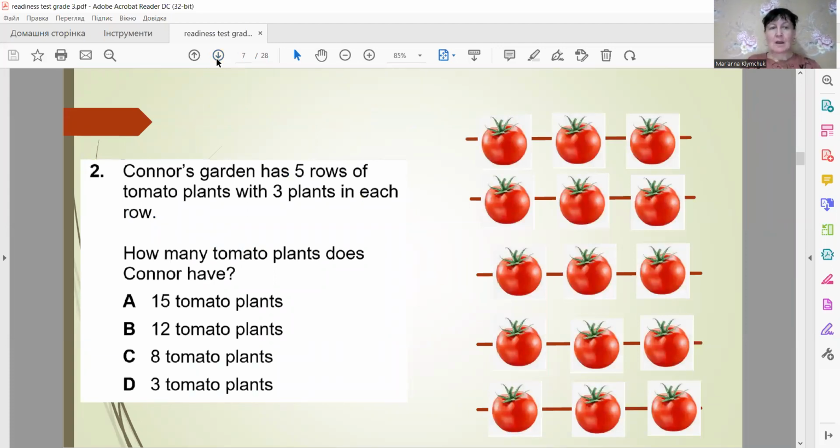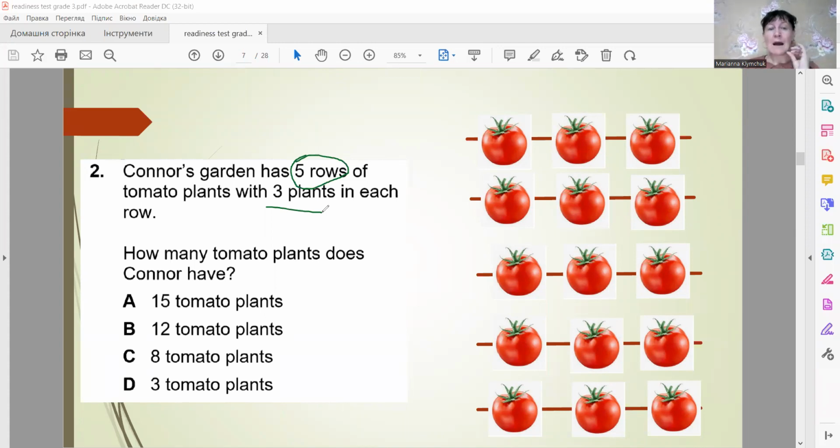So we read the story. Connor's garden has 5 rows. 5 rows. That's why I drew a picture of 5 lines. 1, 2, 3, 4, 5. This is how rows go. 5 rows of tomato plants with 3 plants in each row. And you can see I put 3 plants on each row, for better visualization, yes?